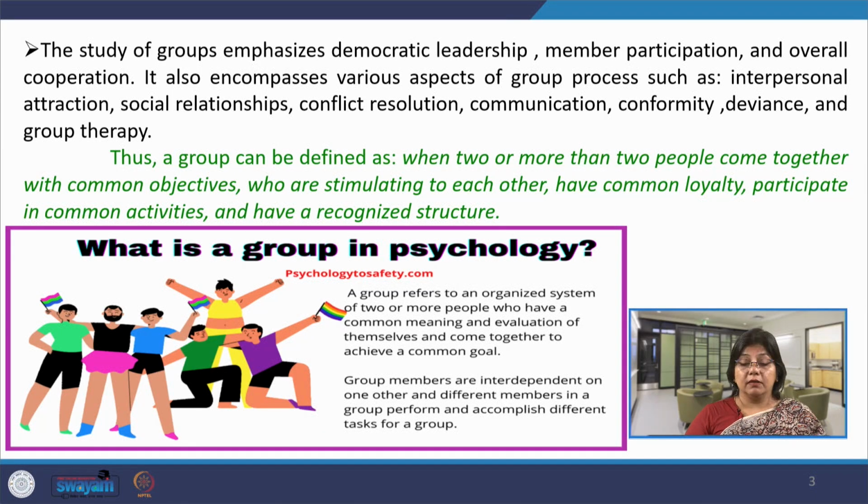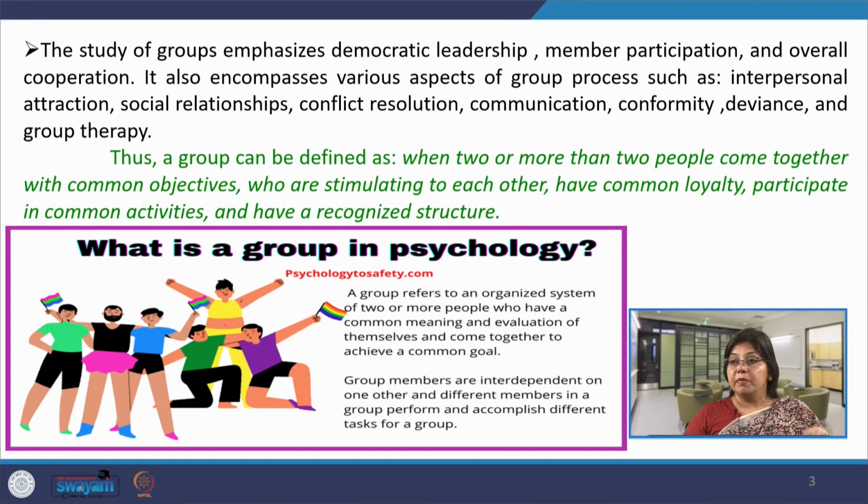So, we can say that when two or more people come together with common objectives, who are stimulating to each other, that means they are motivating and triggering more force in the group process, have common loyalty, participate in common activities and have a commonly recognized structure, can be defined as a group. Now, structure means there are certain rules, regulations and norms about how the group will function.